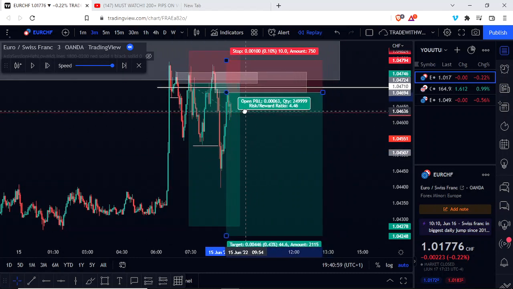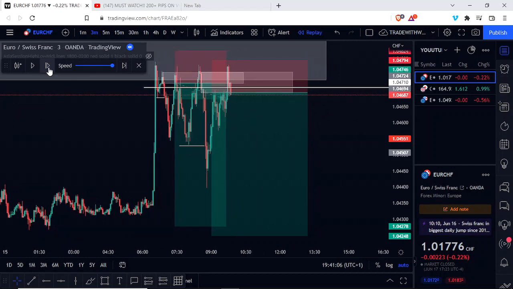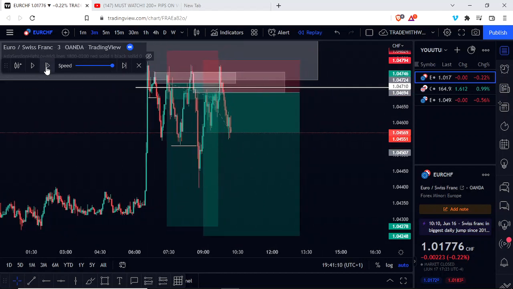Okay, now my entry is triggered. My stop loss has not been triggered. Let's see. Okay, so now my stop loss has been triggered. Second entry has also been triggered. Let's see how it's played out.